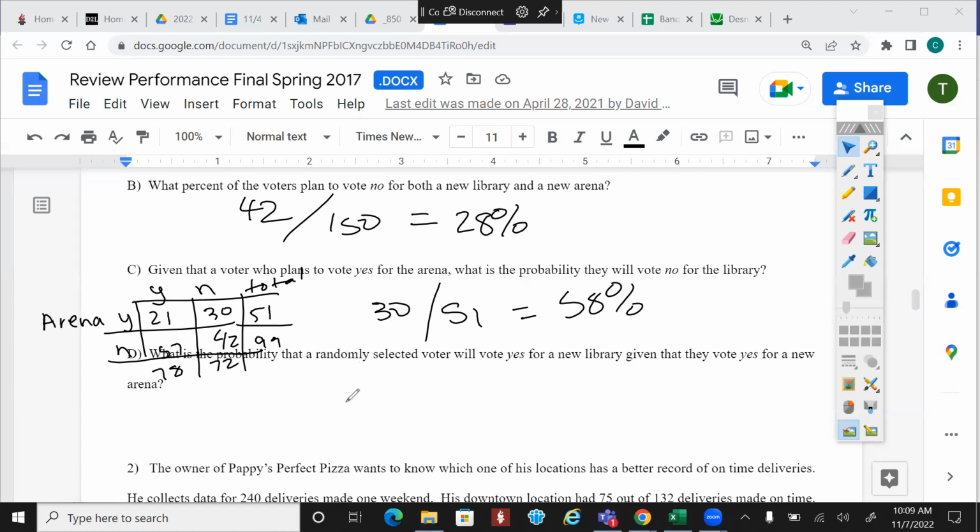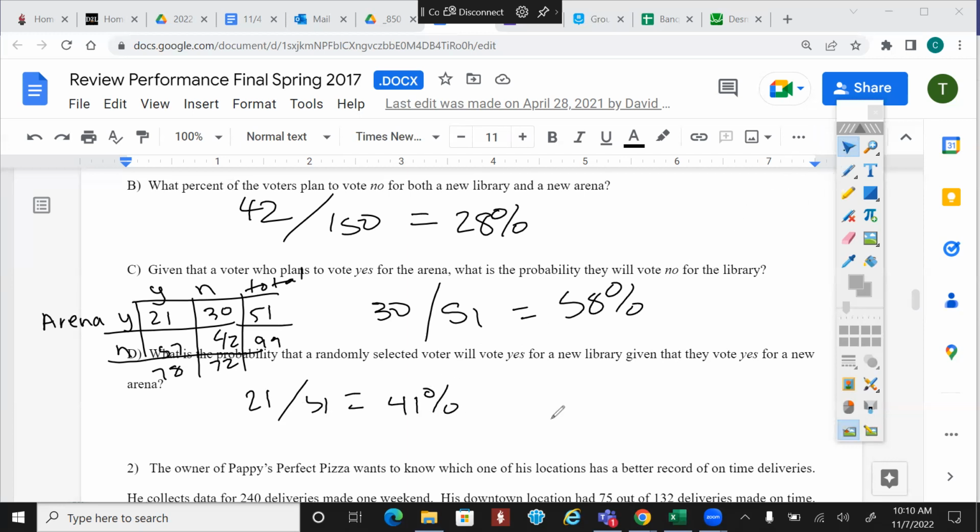All right, ready? What is the probability that a randomly selected voter will vote yes for a new library, given that they vote yes for a new arena? Okay, so out of the people who voted yes for the arena, out of the 51, how many voted yes for the library? 21. Okay, so 21 out of 51 gives me 41.